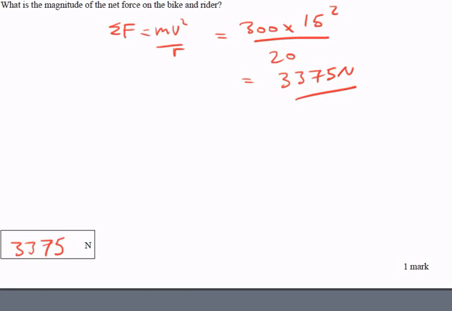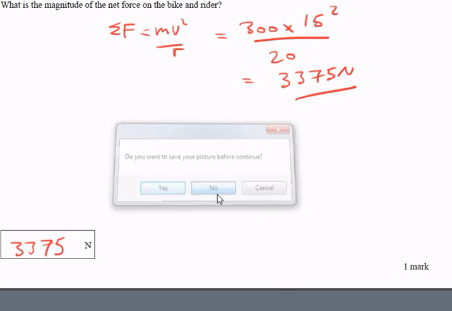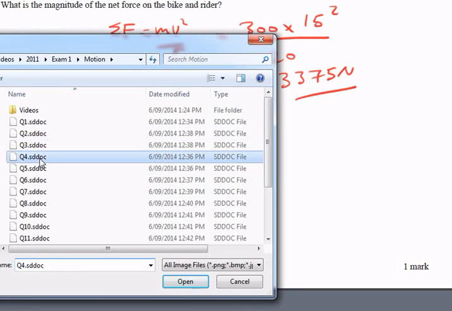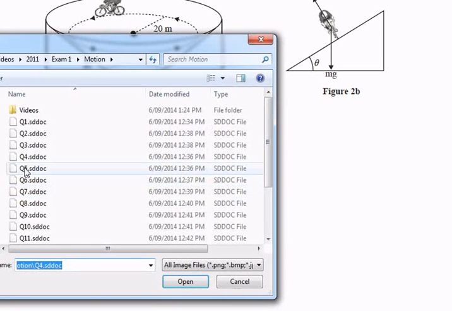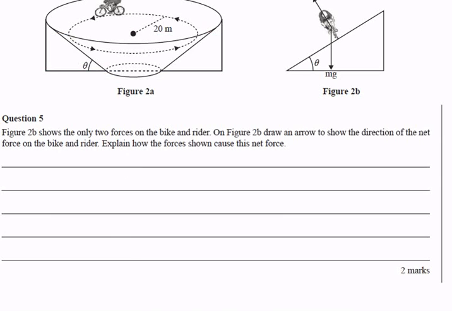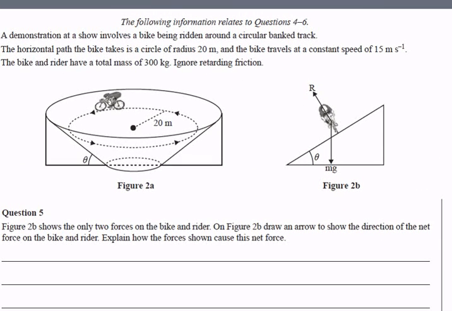Goes with 3.5. Same question, sorry. New one. Question 5. Alright, again I've photocopied the diagram up here so we can see it.